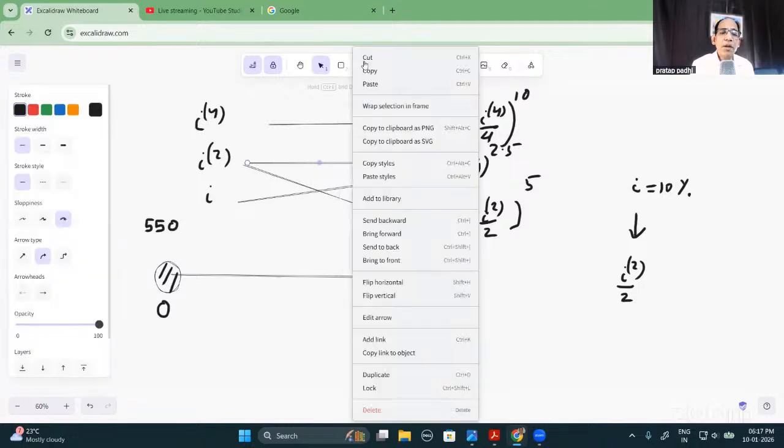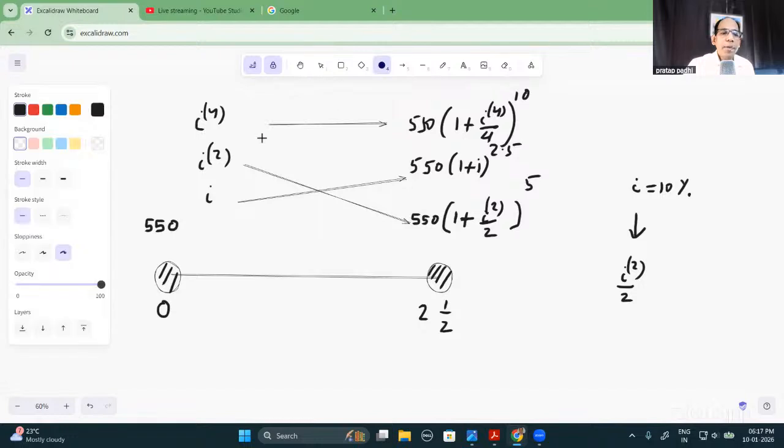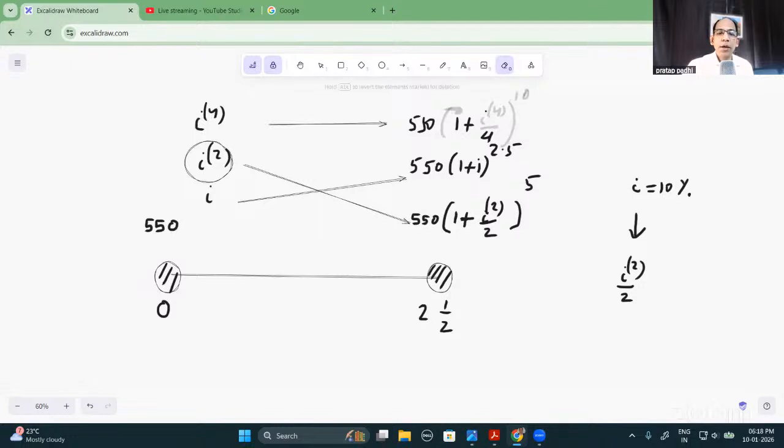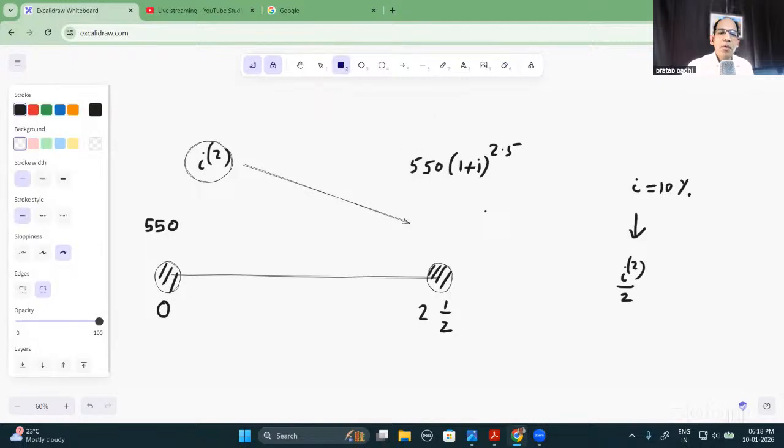Now there is a question. Many ask, suppose even if I2 is given, you can always use this formula. What is the problem here? Let me delete everything. As I already said, I'm also learning how to use this platform. I'm not very sure. Okay, done. So now I'm saying, suppose I2 is given, then also we can use this formula, right?